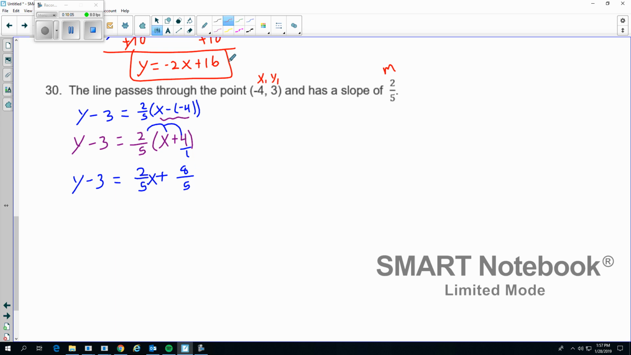Okay, this next part's a little bit more challenging, so we're going to add 3 to both sides. And so what I'm going to have to do here is get a common denominator so that I can simplify those constants right there.